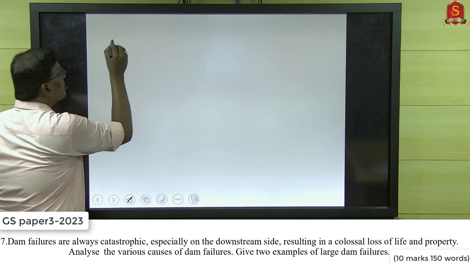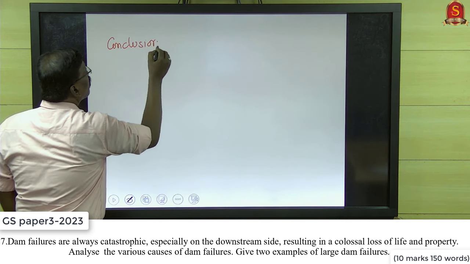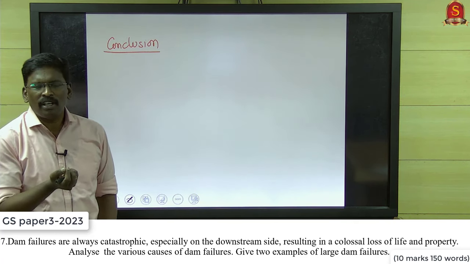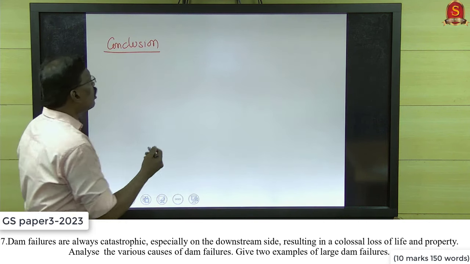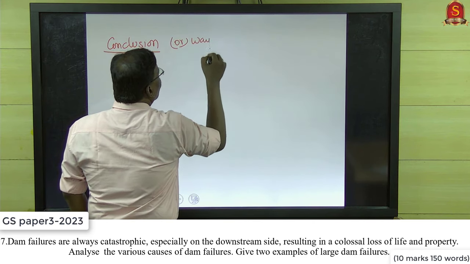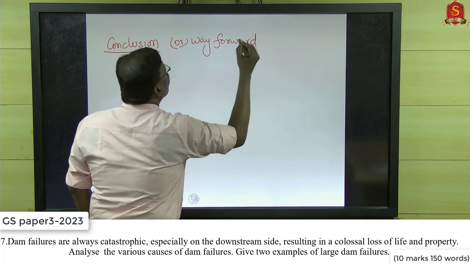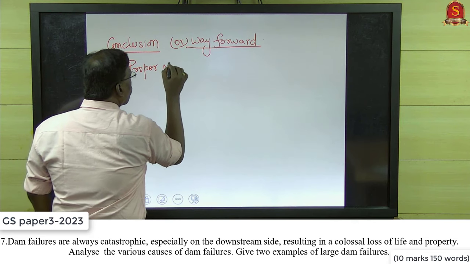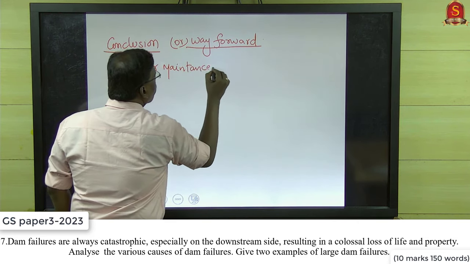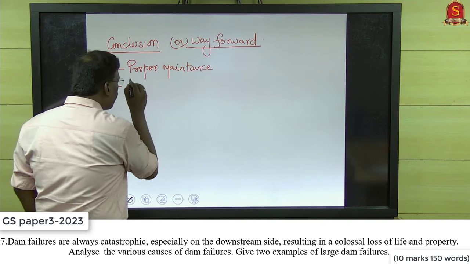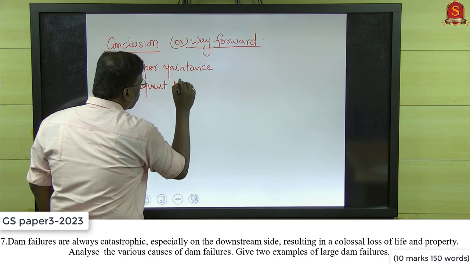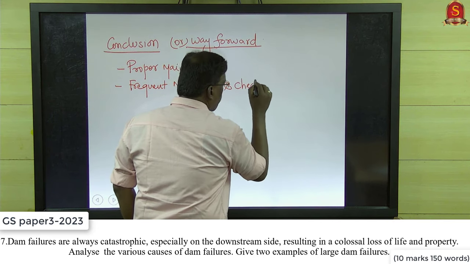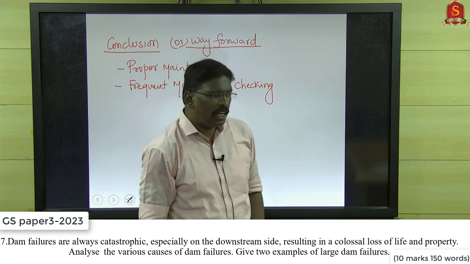And what would be the conclusion for this one? In the conclusion, because it is a dam failure question, we have to give a solution or a way forward in this question. That is either a conclusion or the way forward. So that should be proper maintenance of the dam, frequent monitoring and checking of the dam.